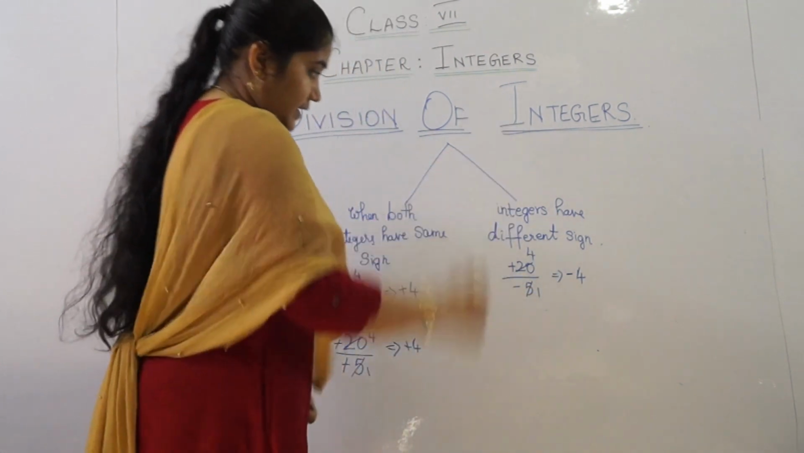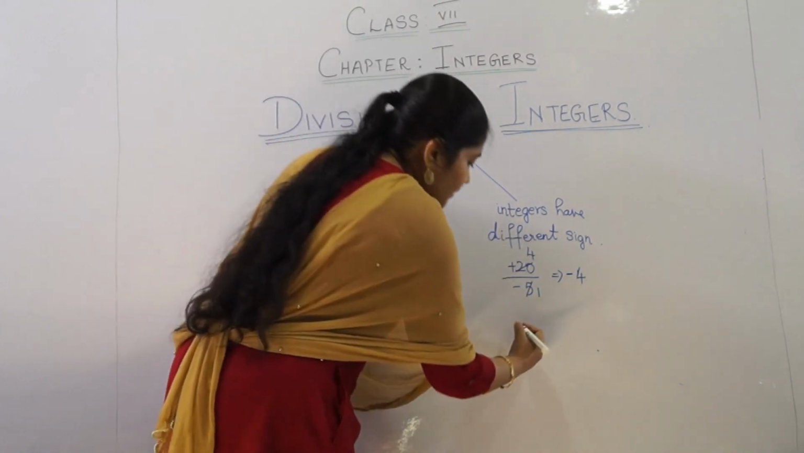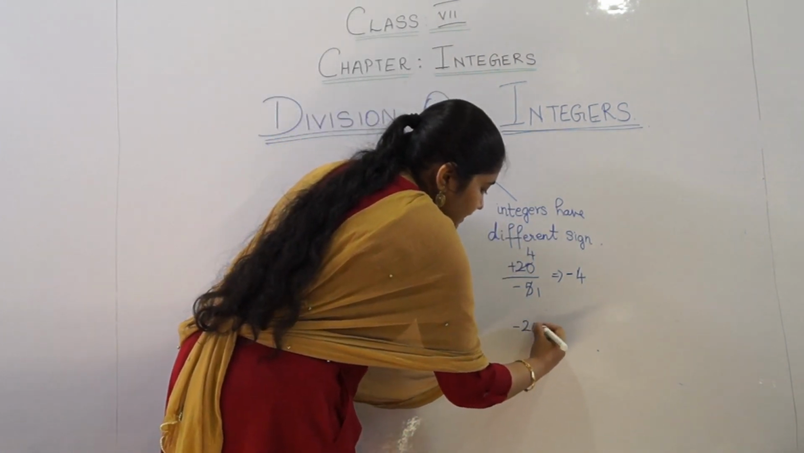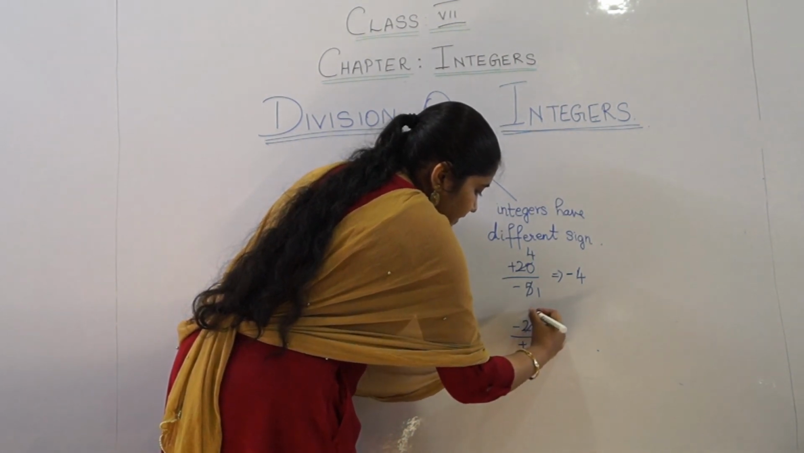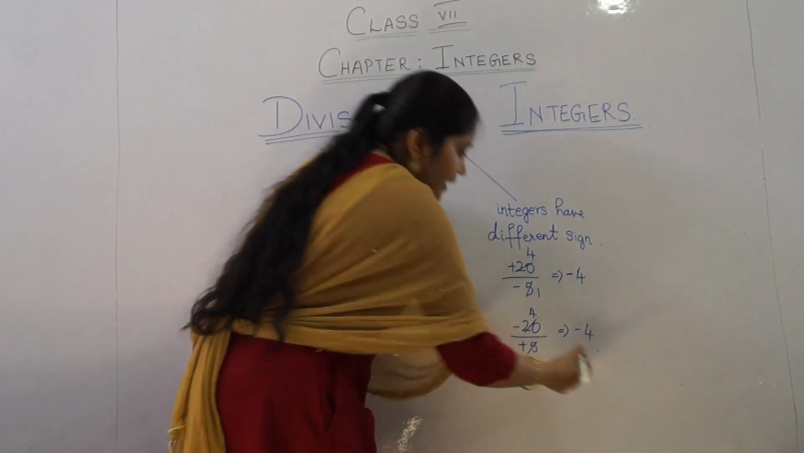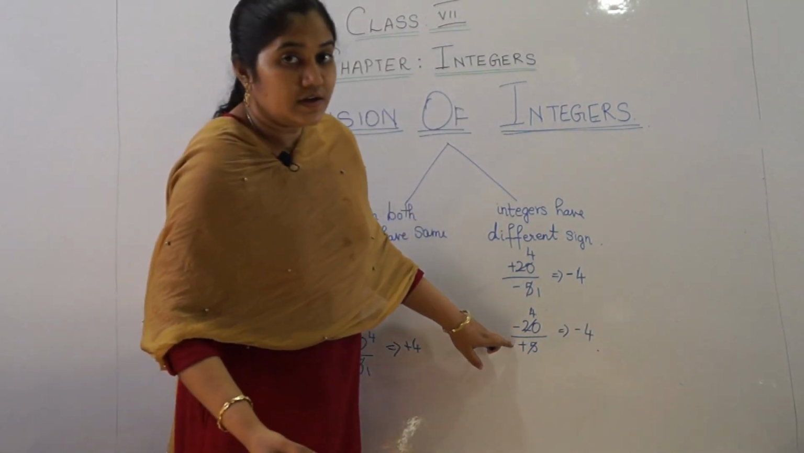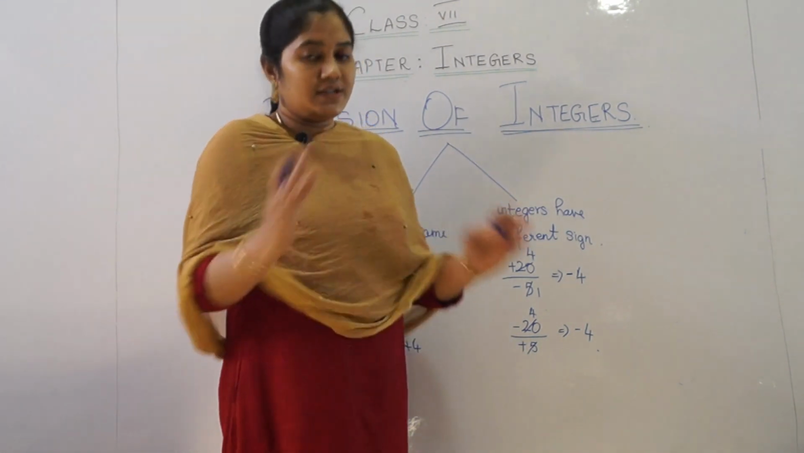Similarly, another example where my numerator is now negative and my denominator is positive. So now it is minus 20 divided by plus 5. Again, divide the numbers. So it is minus 4. How did I get minus 4? Because the sign of the numerator and the sign of the denominator are different.